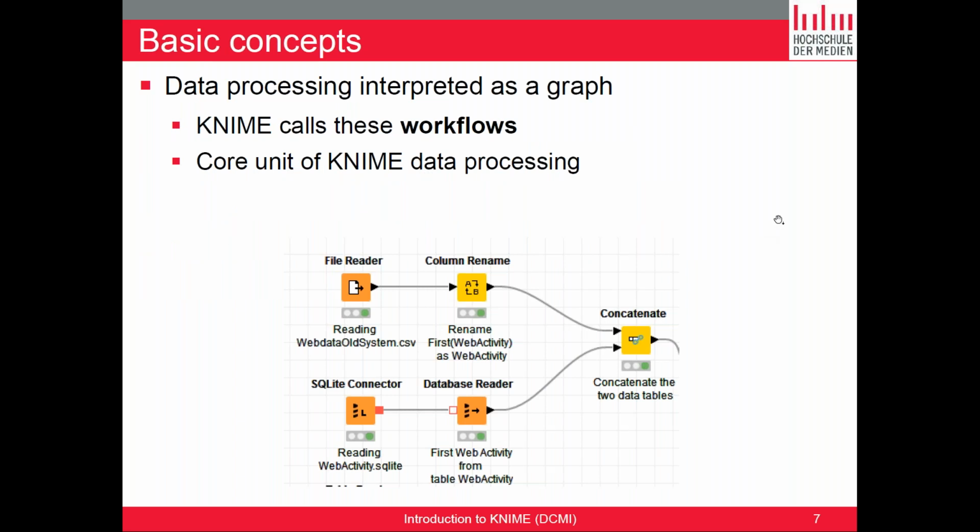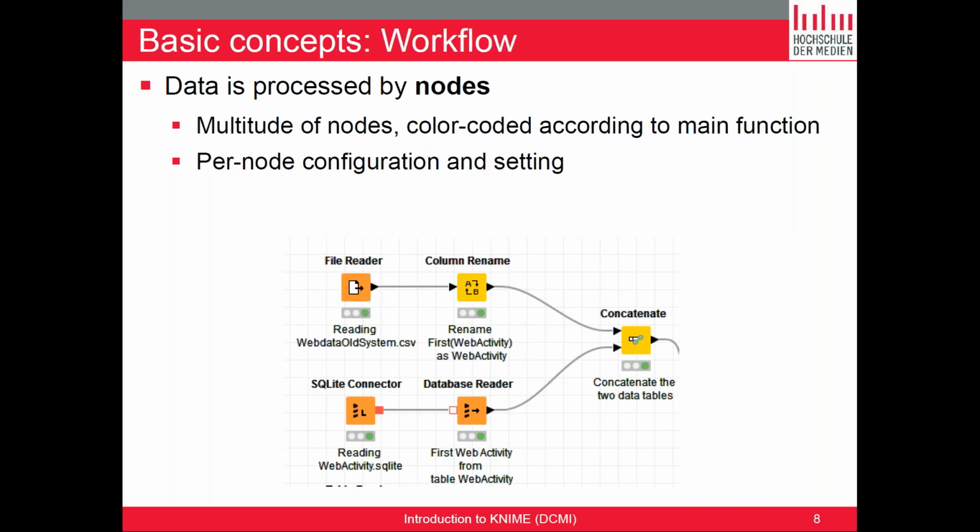The basic concept KNIME is using is the so-called workflow. KNIME interprets the problem of working with data as a pipeline or a graph. You see here in the picture colorful dots connected by lines, and these are called nodes. Every node, every colorful dot in such a graph, is doing something with the data. It's either reading it, working with it, changing it, finding something, writing it, or analyzing it. And all these nodes are color-coded according to their main function.